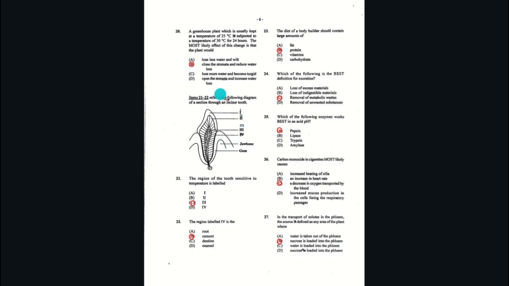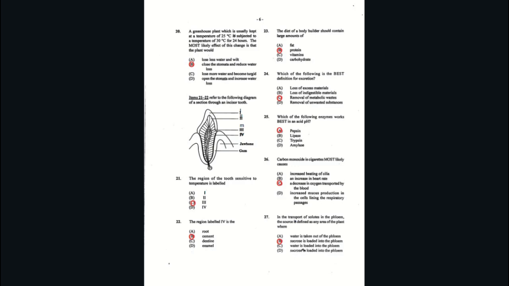Then now we're at items 21 and 22, and we're talking about this incisor tooth. So the region of the tooth sensitive to the temperature is labeled 3. So basically right here, that's it. So 3, that is the region of the tooth sensitive to the temperature, right? So the answer would be C, and the answer would be 3. Just ignore that M. Who knows why that M is there? Anyways, then it says the region labeled 4, which is basically right here, is the cement.